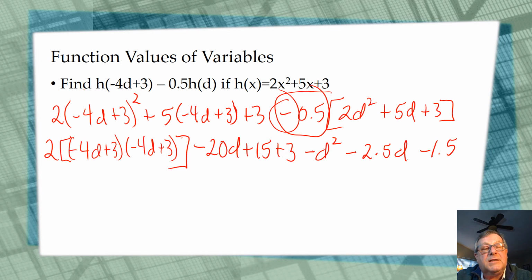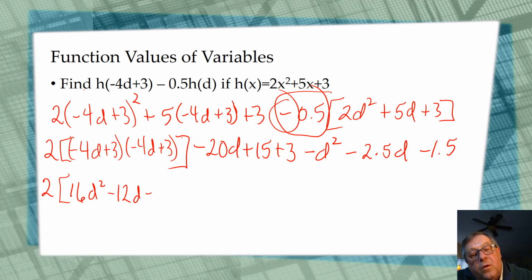All right, well, let's square this negative 4d plus 3. We're still going to have to end up multiplying all that times 2. I'm going to keep my bracket. So let's see, negative 4d times negative 4d is 16d squared. Negative 4d times positive 3 is negative 12d. 3 times negative 4d is negative 12d. And 3 times 3 is 9 plus 9. And let's see if we can combine anything as we're going through here.